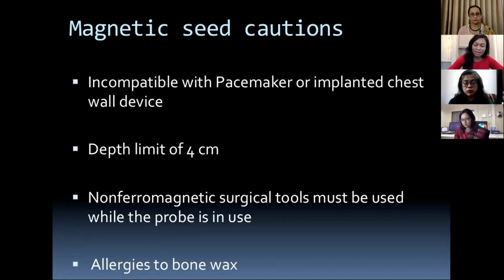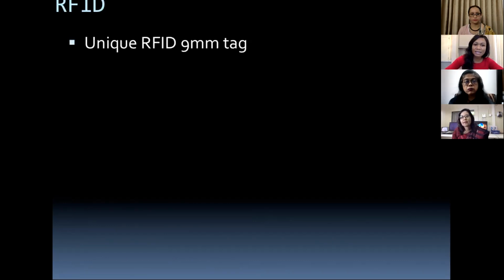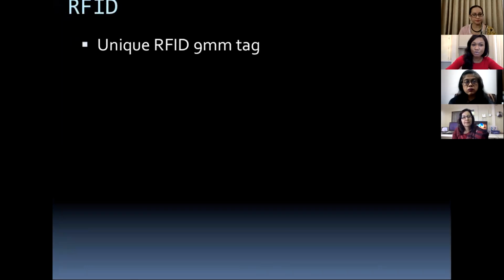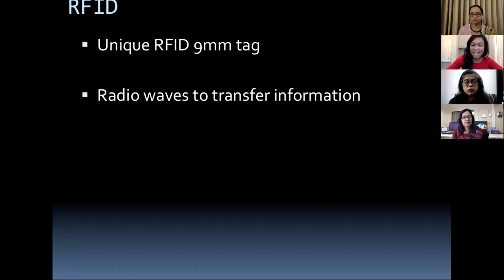At the tip of the magnetic seed is a tiny bit of bone wax that they use in the formulation, and some patients have complained about an allergy to that. The radiofrequency ID tags are unique. Each radiofrequency ID tag is about 9 millimeters. Each patient has their own unique identifier.